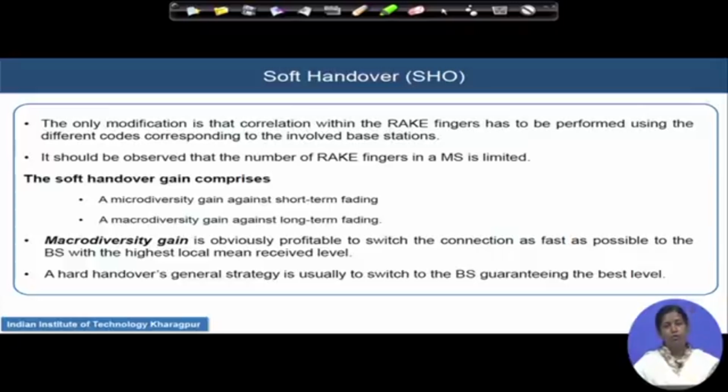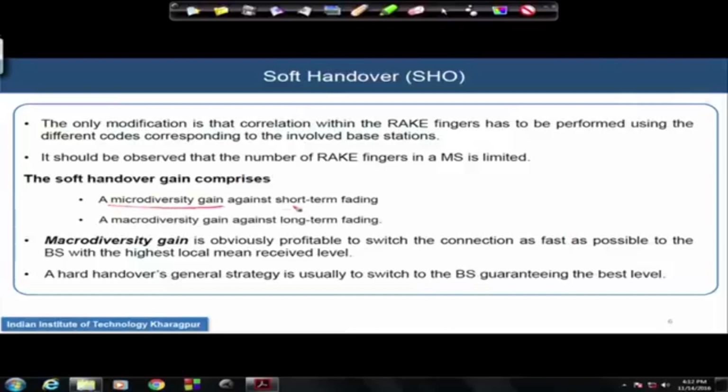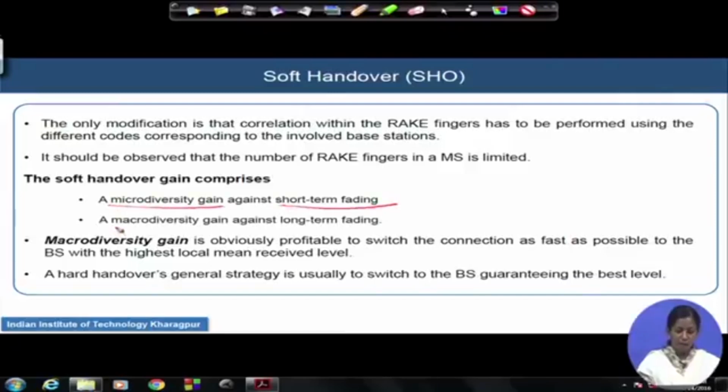As this soft handover is now in place, you will see that two different kinds of gains are involved in this soft handover process. The number one is the micro diversity gain, and this gain comes from short term fading. Another is the macro diversity gain, and this comes from long term fading. These two fadings are associated with the channel: one is the change of the channel over a short term duration, and the other is the change over a long time duration.